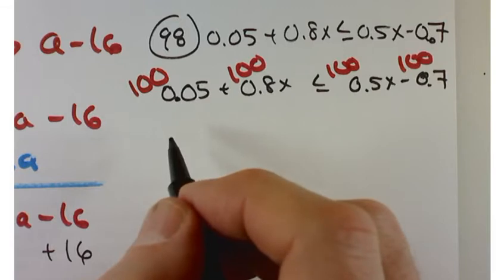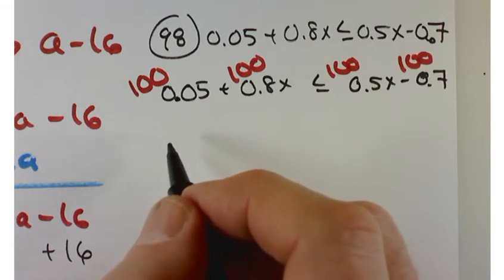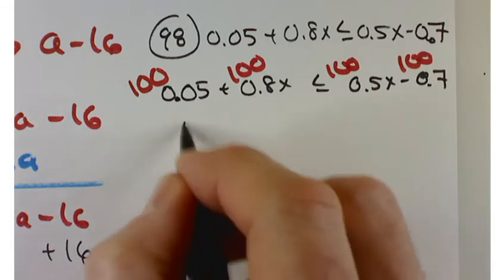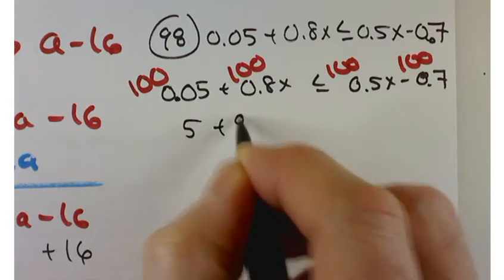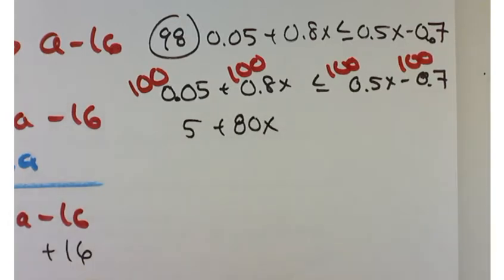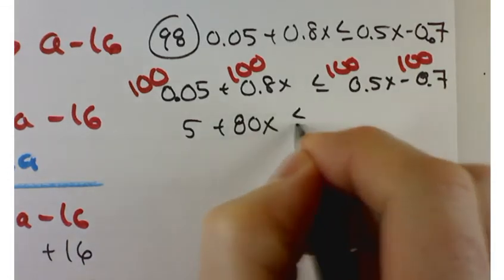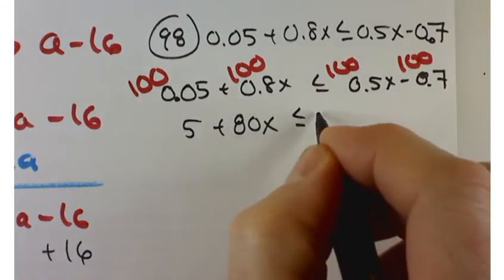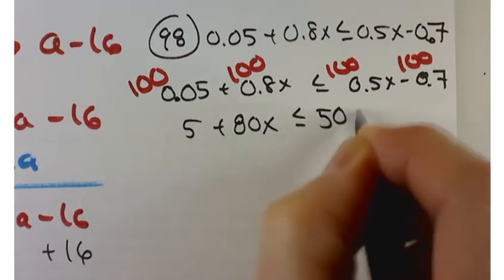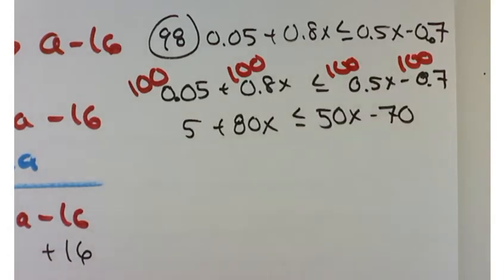What do I get out of this one? 5 plus 80x. I'm glad you gave me 80x, not 8x. Is less than or equal to... Anyone? Well done. 50x minus 70.